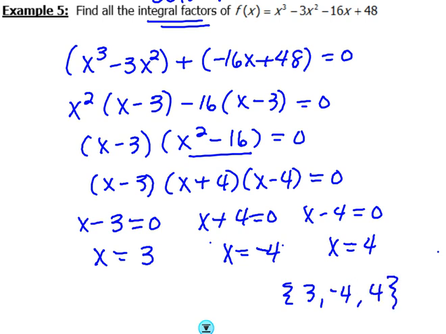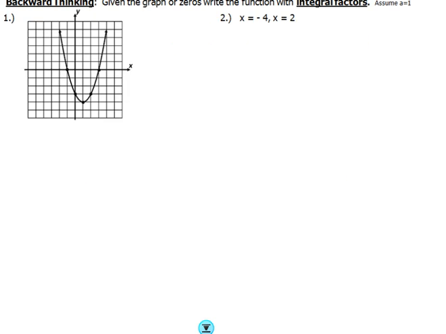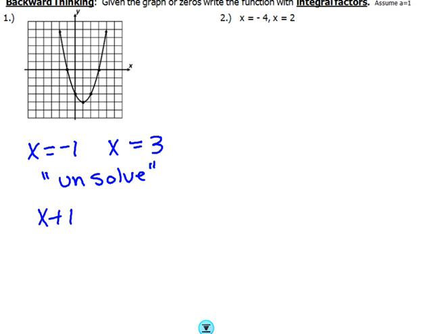Another vocabulary, SOL term. Alright, let's go. We want backwards thinking. Given the graph or zeros, write the function with integral factors, assuming a is 1. Alright, so here we say that x is equal to negative 1 or x is equal to 3. So we're kind of like unsolving. So if we move the 1 over, add 1, we get x plus 1 equals 0. And then x minus 3 equal to 0.